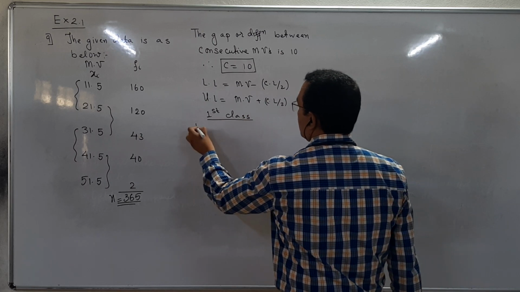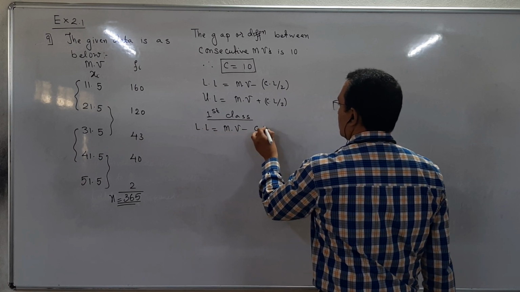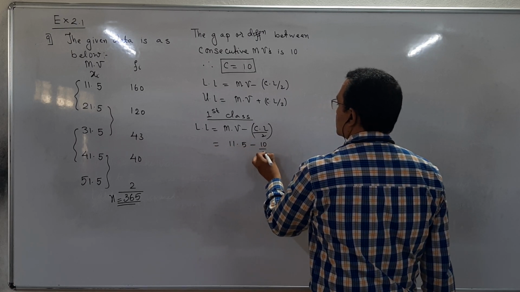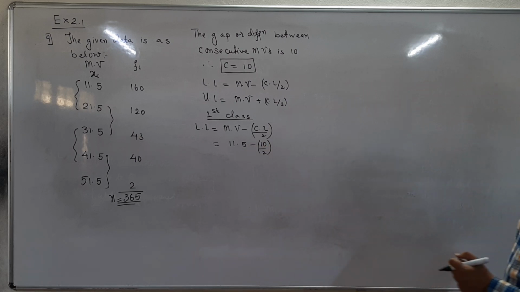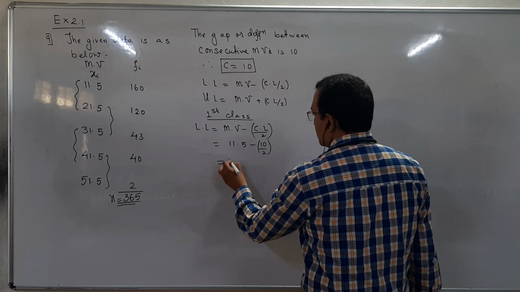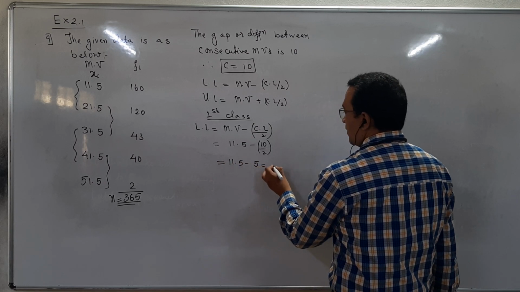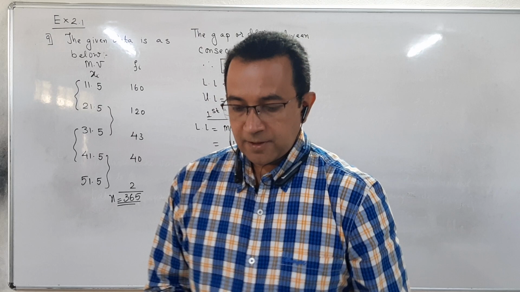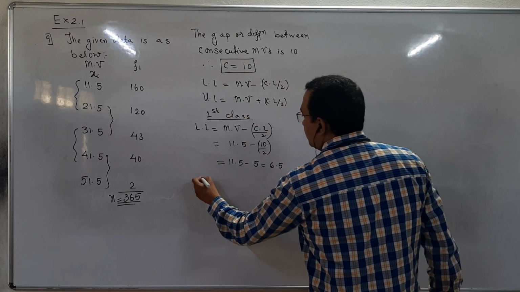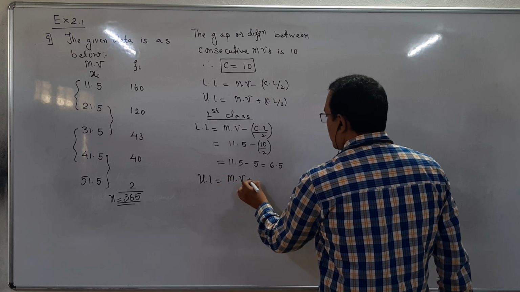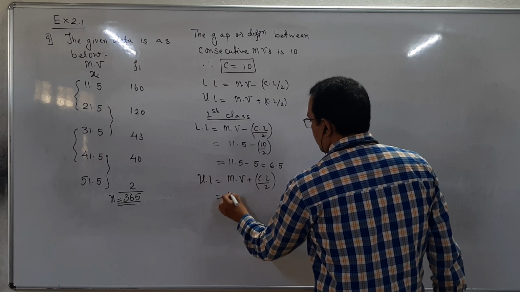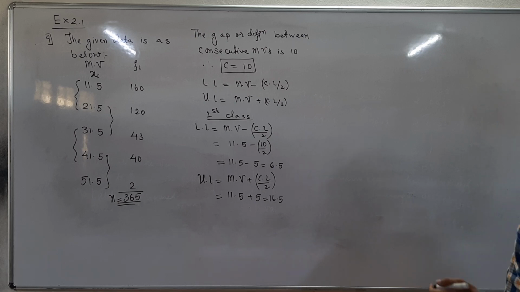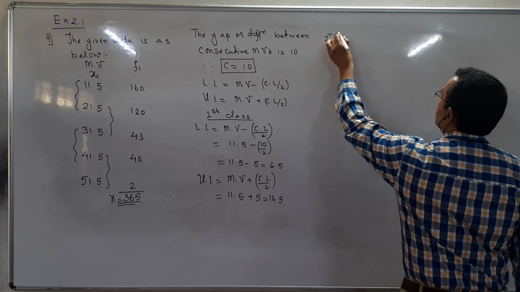Lower limit is equal to mid value minus half the class length. What is mid value? 11.5 minus 10 by 2. So it is 11.5 minus 5, so it is 6.5. Then, students, for upper limit, it is mid value plus half the class length. 11.5 plus 5, so it is 16.5.